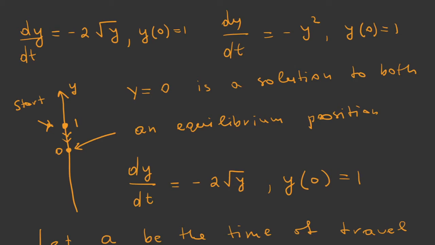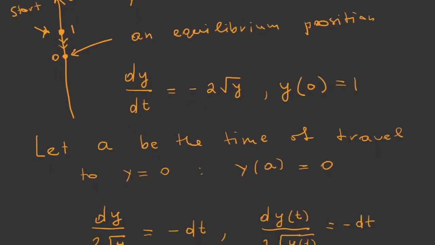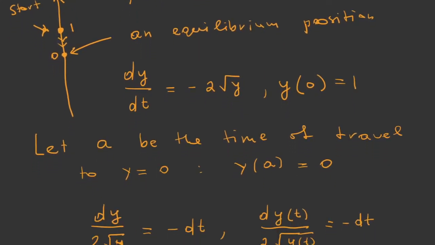And what I would like to do is see if we can calculate the amount of time the point will take to travel from y equals 1, our starting position, to the equilibrium position y equals 0. Let a be that time. So suppose a is the amount of time that it will take for the point to travel from y equals 1 to y equals 0. Then our solution will also satisfy the condition y at t equals a equals 0. And now we will determine what that a is.